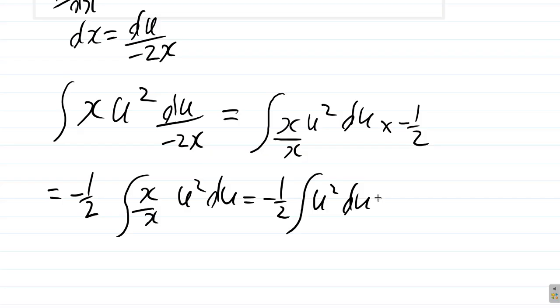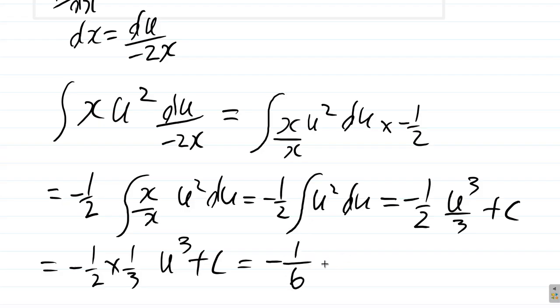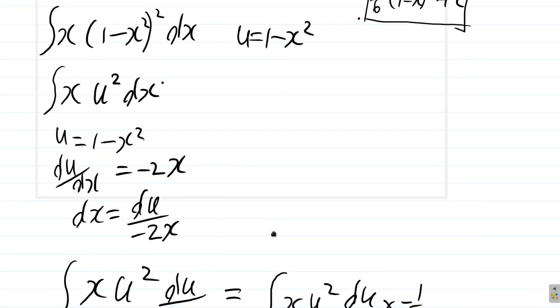Now, when you integrate this, what do you get? You have negative half u to the power of 3 over 3 plus c. Now, this is going to be the same thing as negative half times 1/3 u to the power of 3 plus c, which is negative half times 1/3, negative 1/6, u cubed plus c. But what was u again? u was 1 minus x squared.